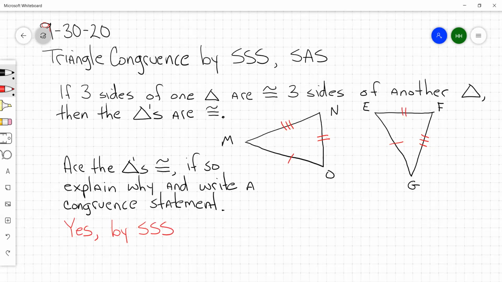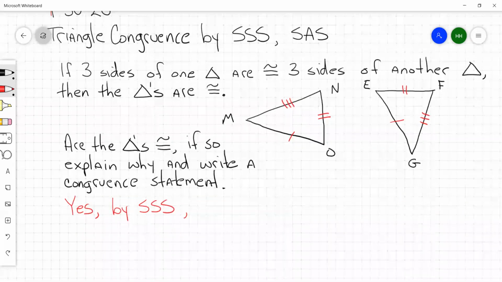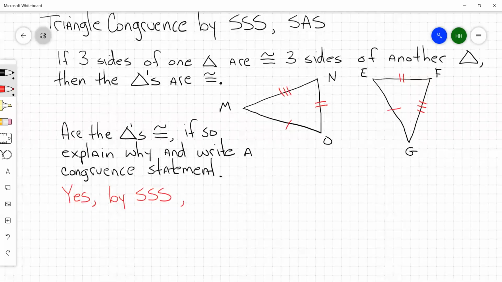You don't have to write the word congruence. If you say yes by SSS, that means that you are stating that these two triangles are congruent because all three sides of one are congruent to all three sides of another. That's the reason that they are congruent. Okay? So yes, they're congruent by side, side, side. That's the why. And the congruent statement. When you write the congruent statement, we talked about this yesterday.